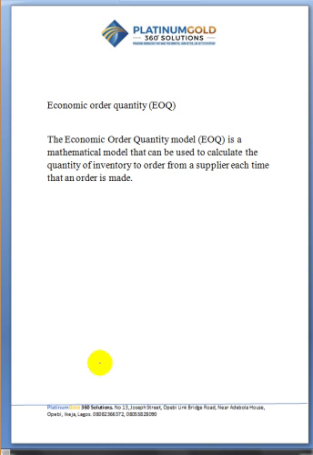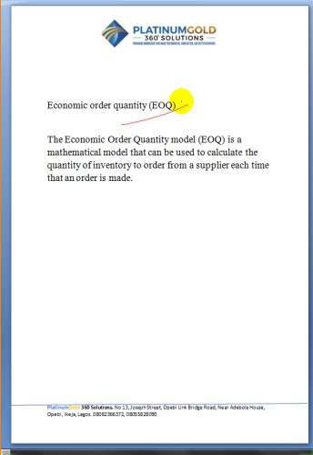Now, in practice, the best model that can be used to manage inventory is what we call the EOQ, that is the economic order quantity. The economic order quantity model, EOQ, is a mathematical model that can be used to calculate the quantity of inventory to order from a supplier each time that an order is made. We believe the order will be economical. The aim of the model is to identify the order quantity for any item of inventory that will minimize the total annual inventory cost.